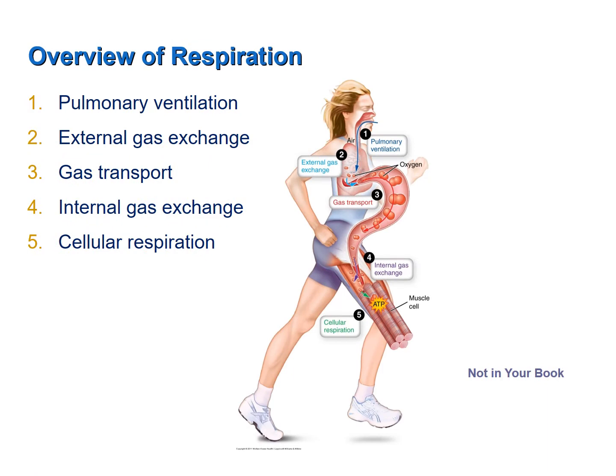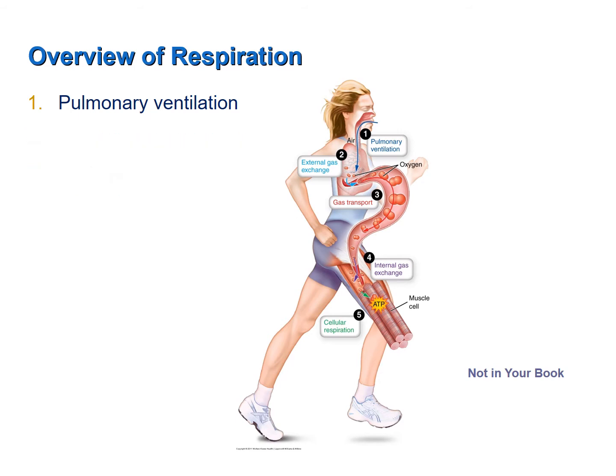In a previous screencast, we learned that respiration consisted of 5 processes: pulmonary ventilation, external gas exchange, gas transport, internal gas exchange, and at the cellular level, cellular respiration. Now, let's focus on the first of these processes, pulmonary ventilation, or simply breathing.